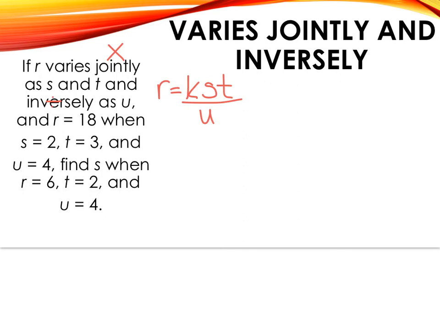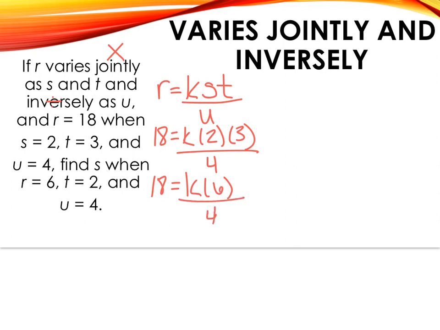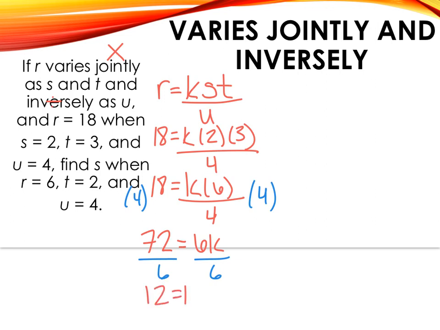So let's plug the numbers in. It says r is 18, s is 2, t is 3, u is 4. So we have 18 is equal to k, and then 6 is on top, 4 is on the bottom. You can multiply both sides by 4, and you get 72 is equal to 6k. Divide both sides by 6, and we find out that k is 12. So that's our constant of variation.